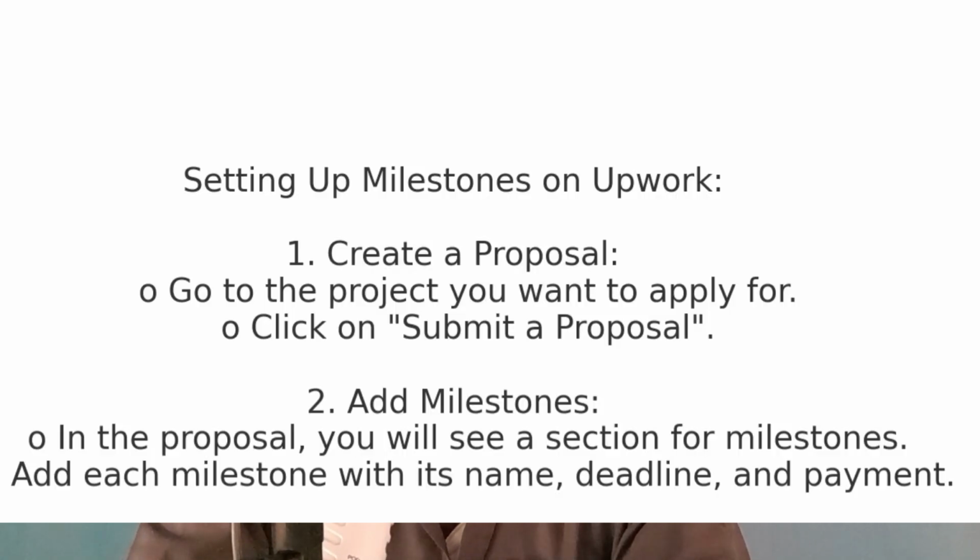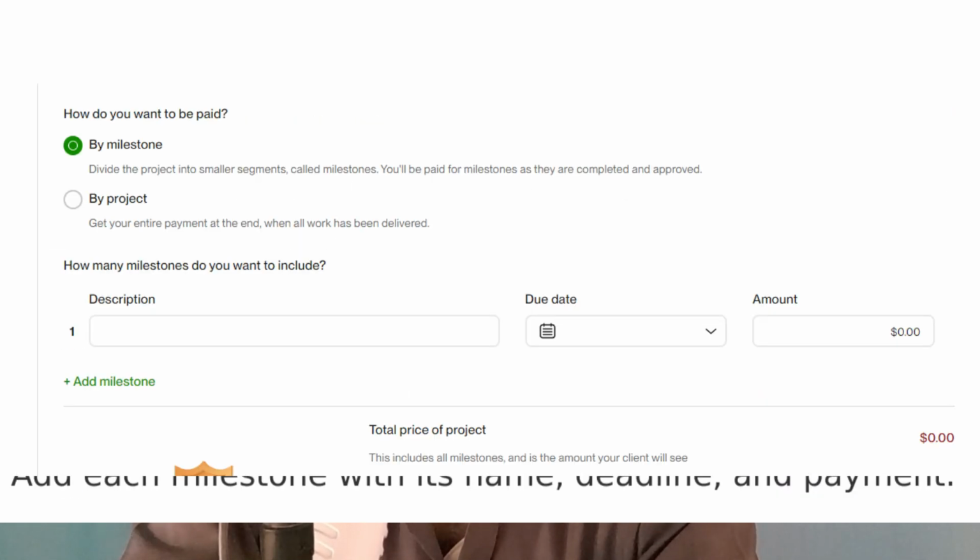Setting up milestones on Upwork. Create a proposal. Go to the project you want to apply for. Click on submit a proposal. Add milestones in the proposal. You will see a section for milestones.